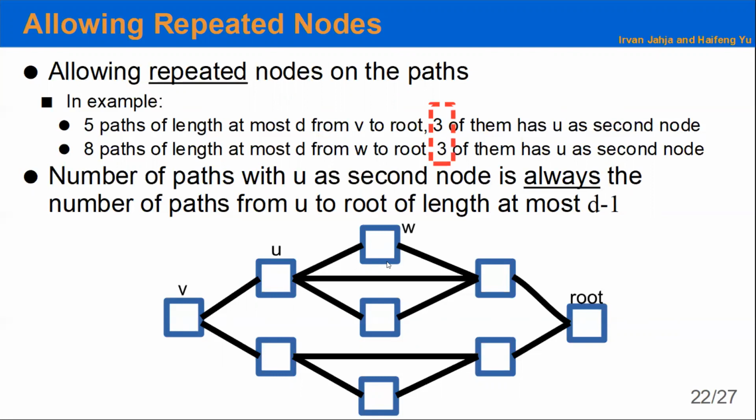Now, notice that both v and w have the same number of paths with node u as the second node on the path. This is not a coincidence. In fact, the number of paths with u as the second node always equals the number of paths from u to root of length at most d minus 1. This simple property turns out to be critical in dealing with the bookkeeping problem we were having.